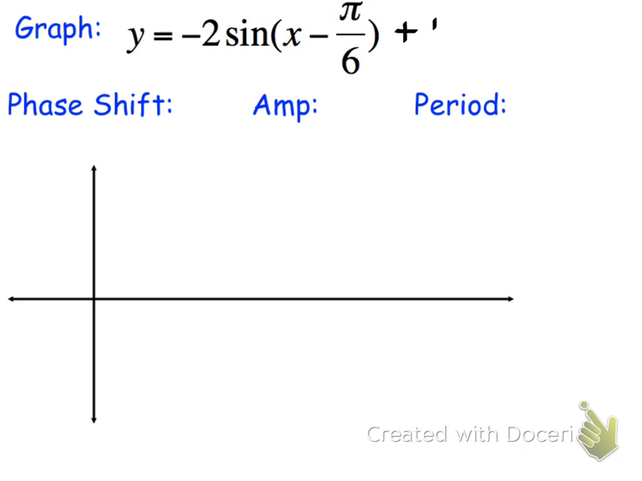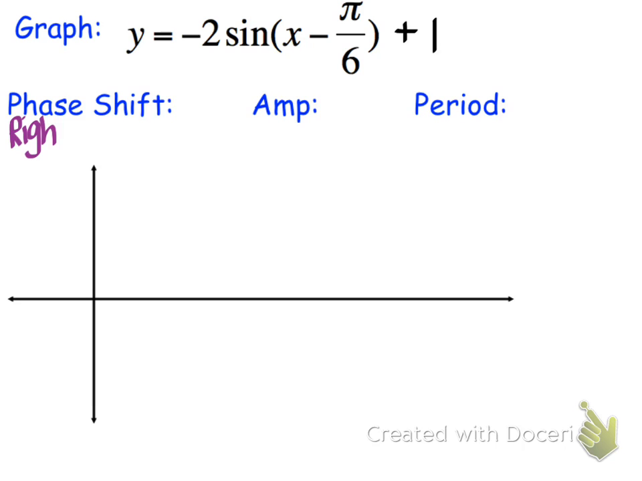Let's take a look at another example here. So for our next example, you'll see there's a lot more happening here. We've got a shift to the right, we have a shift up, and we have an amplitude. So let's go ahead and check all those. And not only that, but our amplitude's negative.